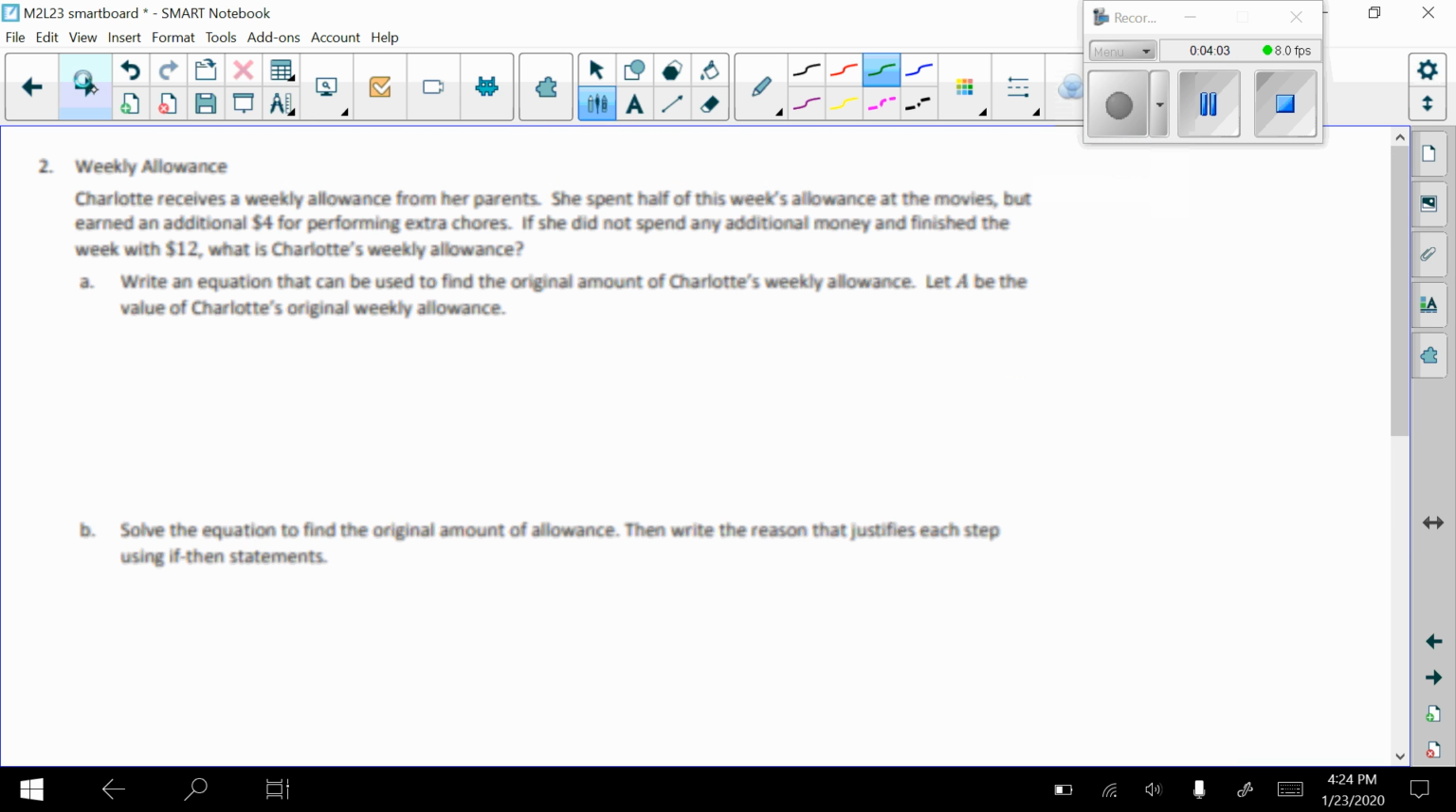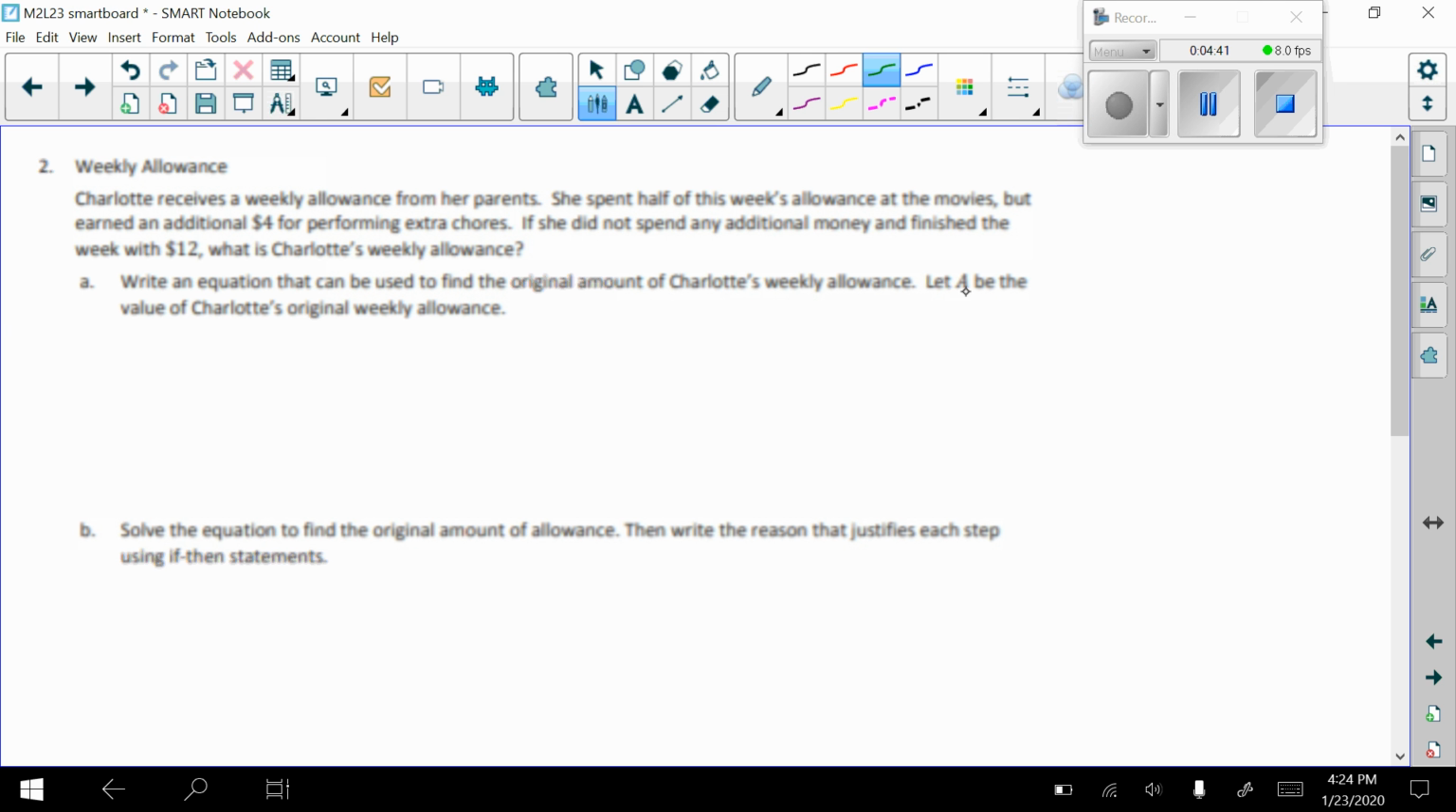All right, we're going to move on to, I guess we skipped a page. We're moving to Charlotte, the weekly allowance problem. Charlotte receives a weekly allowance from her parents. She spent half of this week's allowance at the movies, but earned an additional $4 for performing extra chores. If she did not spend any additional money and finished the week with $12, what is Charlotte's weekly allowance? So it would like us to write an equation that can be used to find the original amount of Charlotte's weekly allowance. Let A be the value of Charlotte's original weekly allowance.